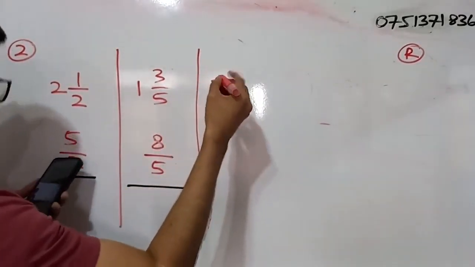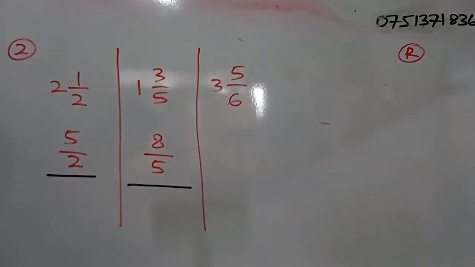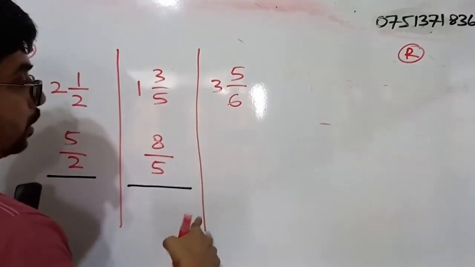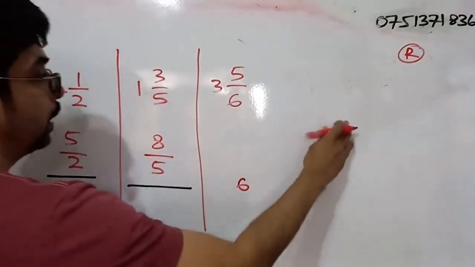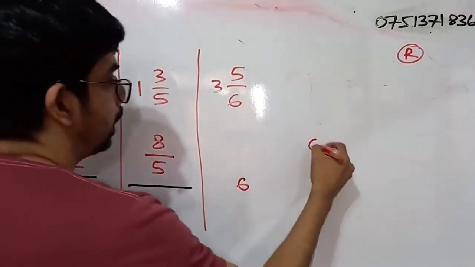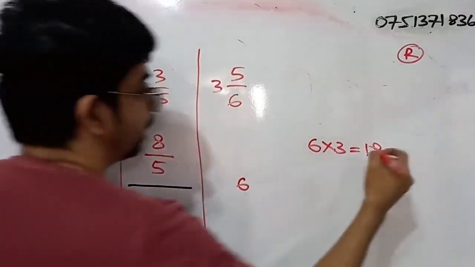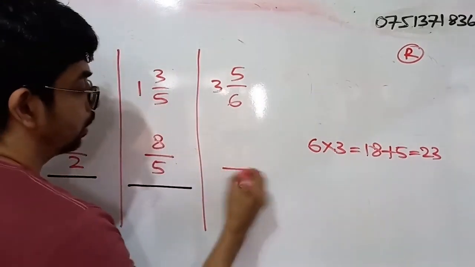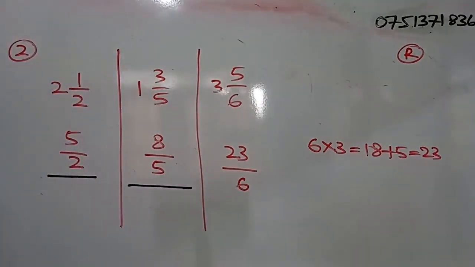Right, the next one, what do we have? 3 and 5 by 6. Right, so what will be the improper fraction? The denominator will be the same, which is 6. How do we calculate the numerator? 6 times 3, that is 18. To that we add a 5. So we get what? 23. So 23 by 6.